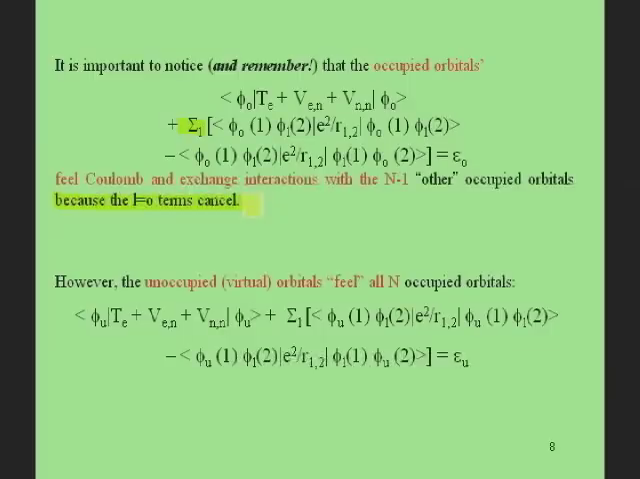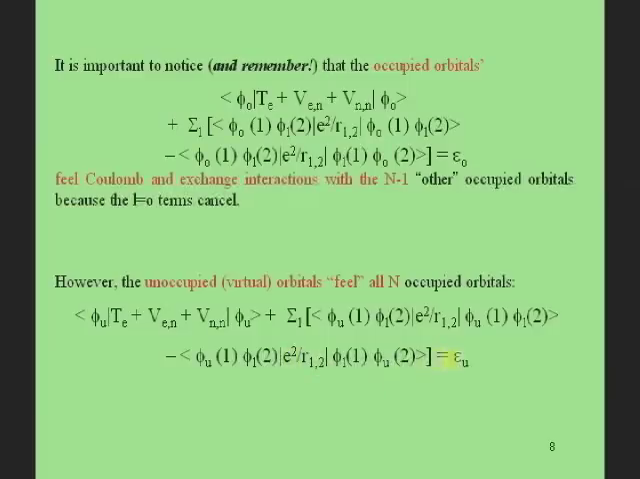They're exactly canceled out, which is correct. Electrons don't feel themselves. So in the case of occupied orbitals, we say the orbital energy expresses its kinetic energy, its electron nuclear attraction, and its interaction with the other electrons, with the n-1 other electrons.